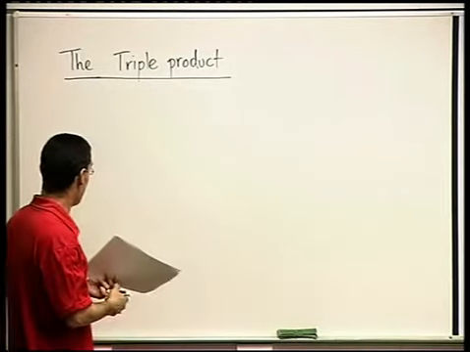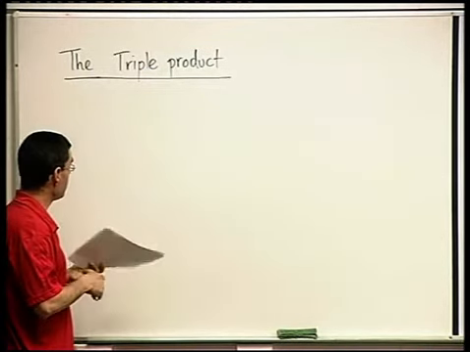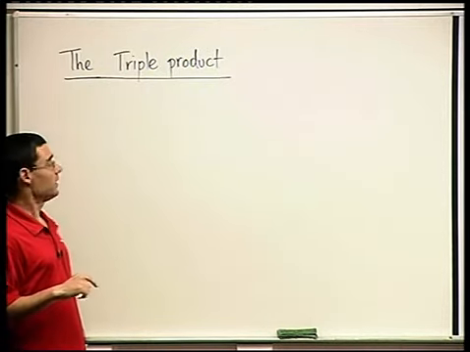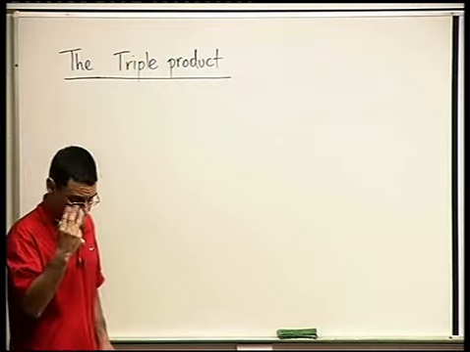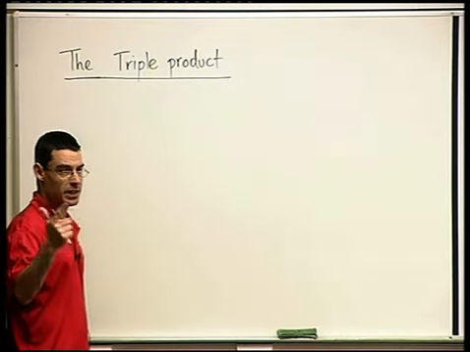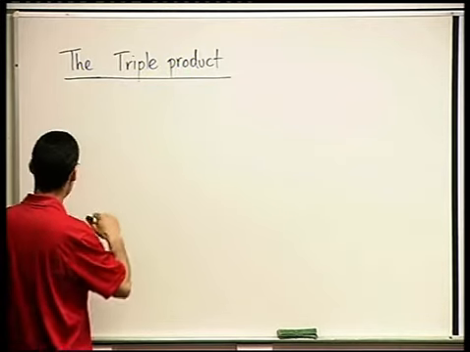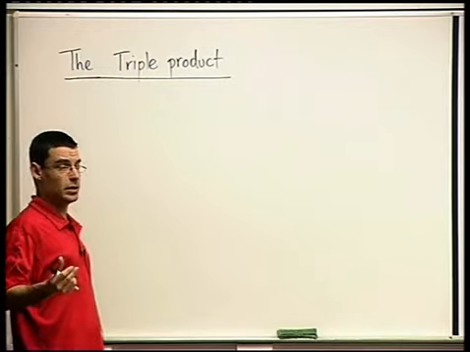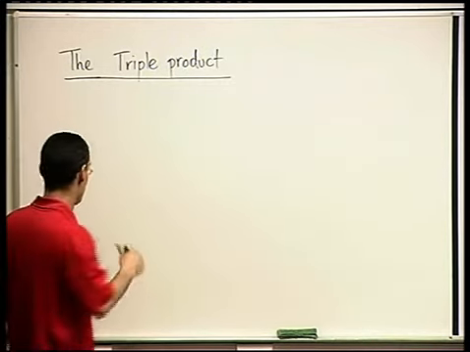Okay, the triple product is yet another product, and you can guess by its name that it's going to be involving three vectors. We're going to call them, ready? A, B, and C. Ha. But the definition of it is not going to be something new. It's actually going to be based on two previous products that we've seen.